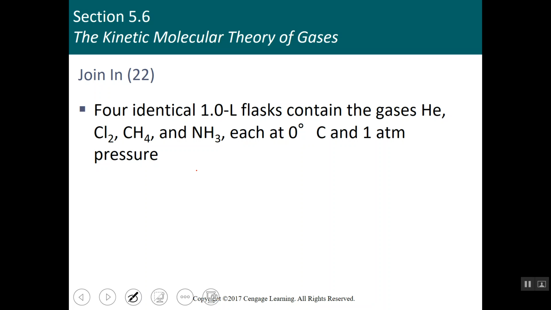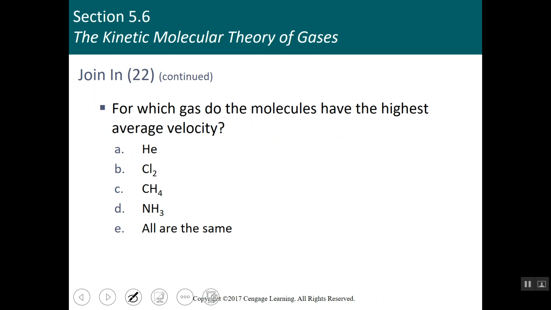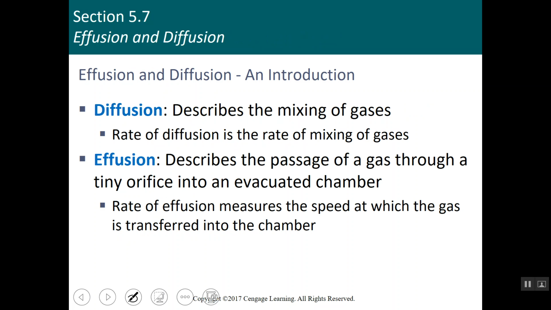Same kind of thing: 4 identical 1-liter flasks contain the gases helium, chlorine, methane, and ammonia, each at 0 degrees Celsius and 1 atmosphere pressure. So again, same volume, same temperature, same pressure. Which one has the highest velocity? Again, you're looking for the one with the lowest molar mass. So this is about 4, this is about 71, this is about 16, and that one's about 17. And so those helium atoms are going to have the highest average velocity.